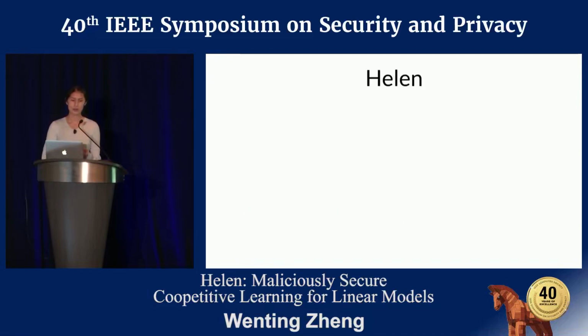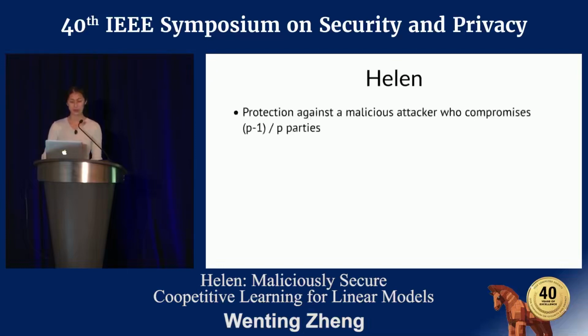And so to solve this problem, we designed and built Helen, which is a training system that gives you the strong security guarantee: protection against a malicious hacker who can compromise a majority of the parties. And we decided to support a more restricted subset of machine learning, which are regularized linear models. But we felt like that still solves a very significant slice of machine learning and statistics problems like cancer research, genomics, and financial applications.